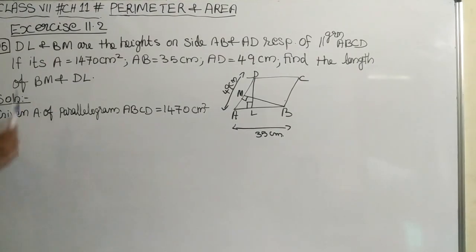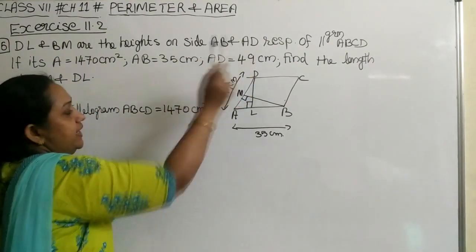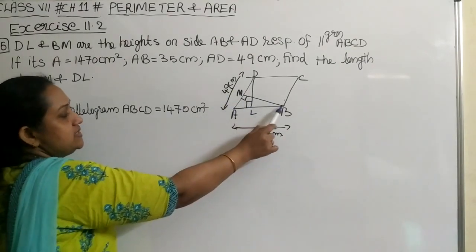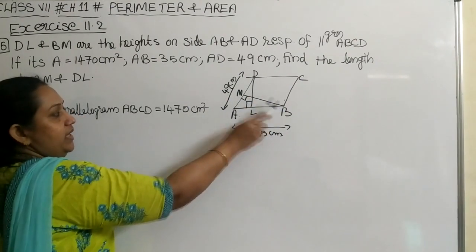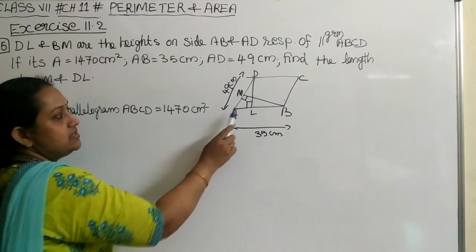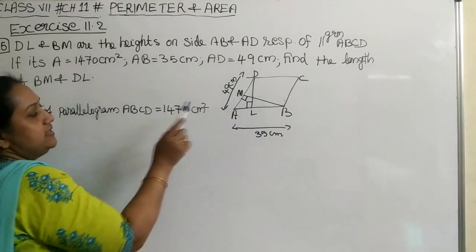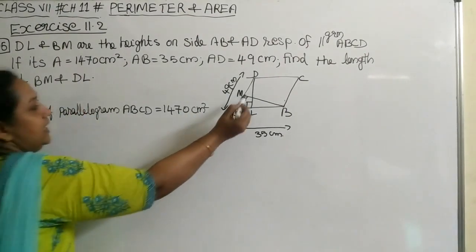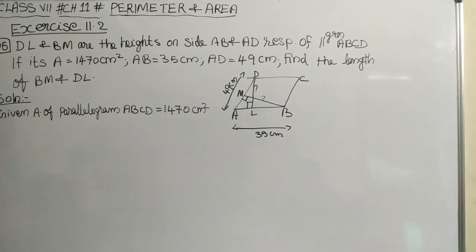Now question number 6. DL and BM are the height on side AB and AD respectively. That is DL is the perpendicular height towards the base AB of parallelogram ABCD. Similarly, BM is the perpendicular height towards the parallelogram ABCD whose base is AD. It is given 49 centimeter. We can find the length of BM and DL. This BM and DL, this perpendicular height we have to find out. So we can start the answering this way.